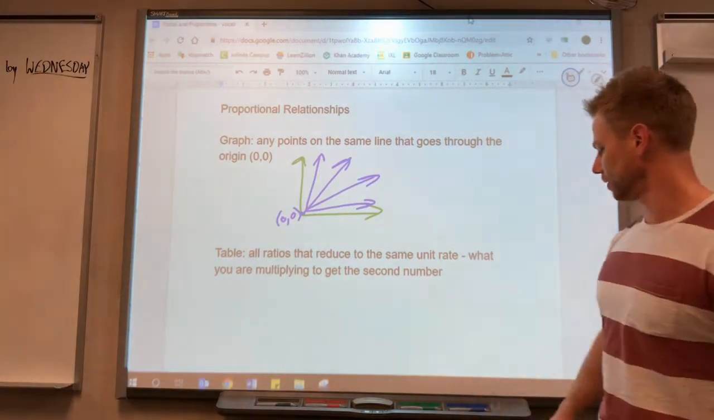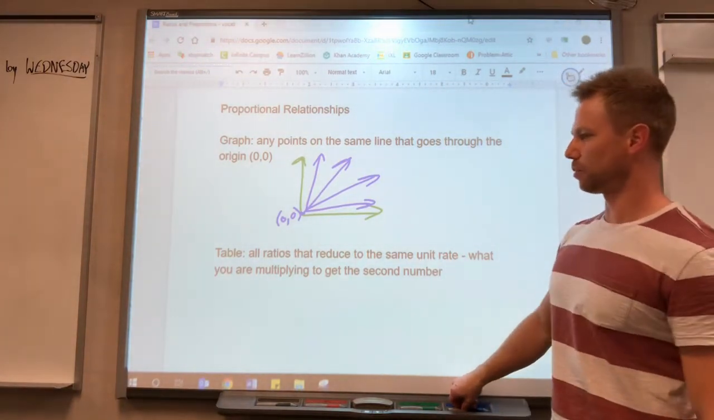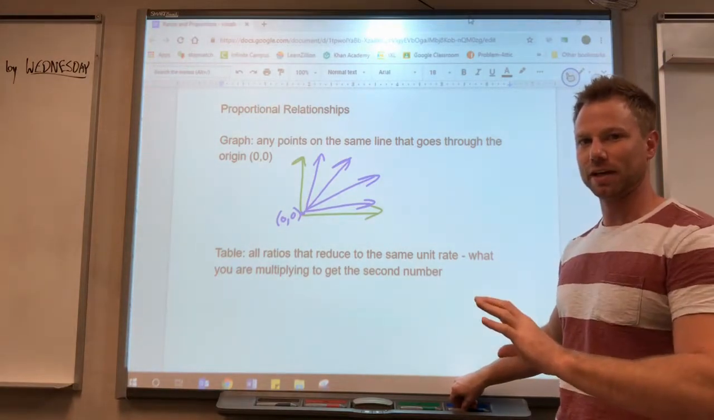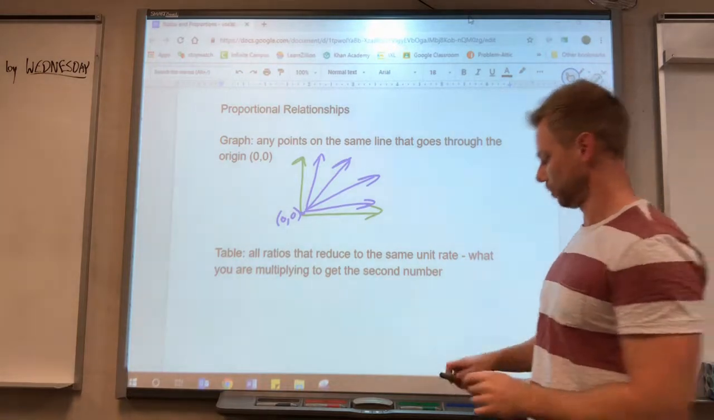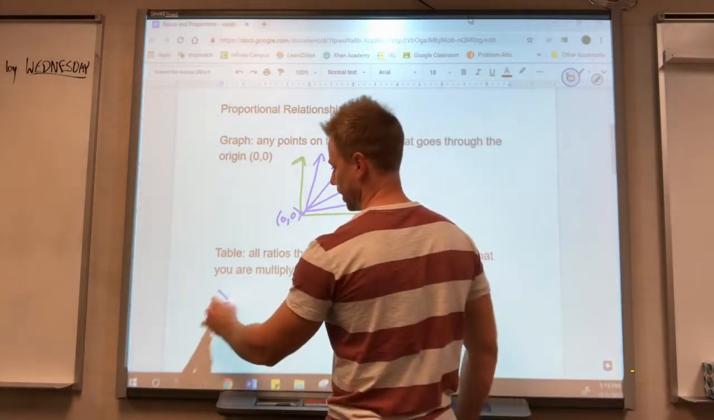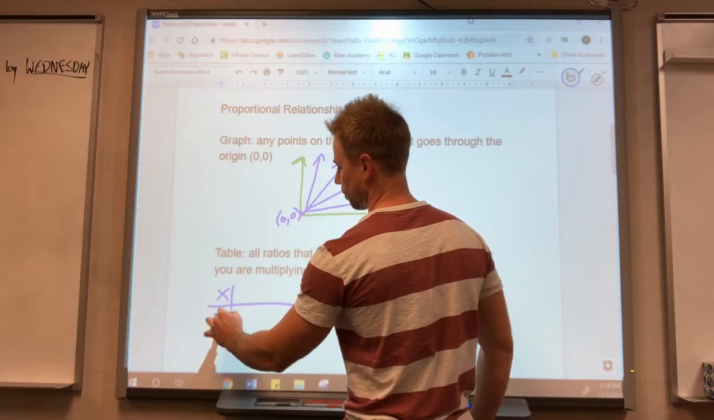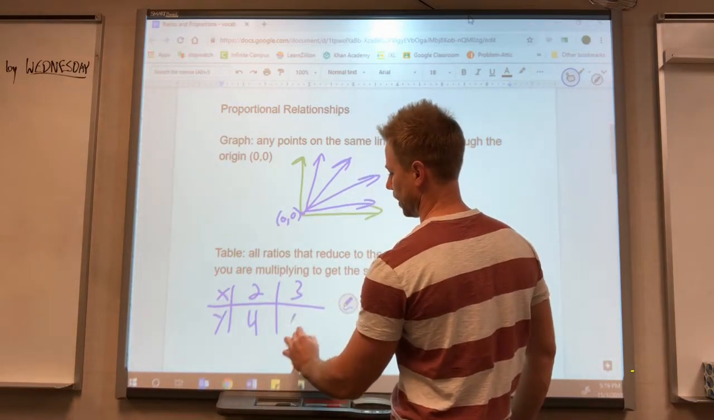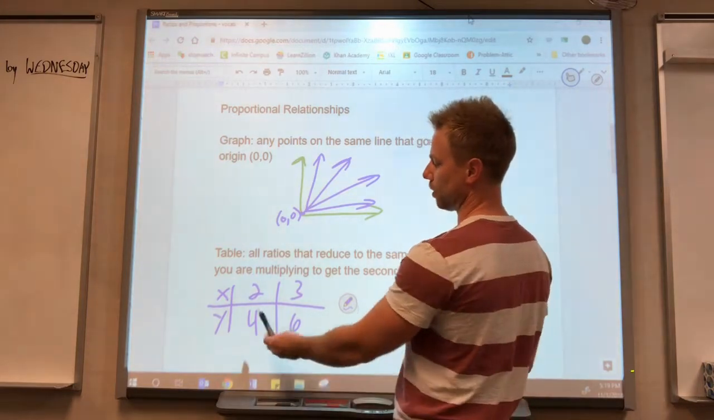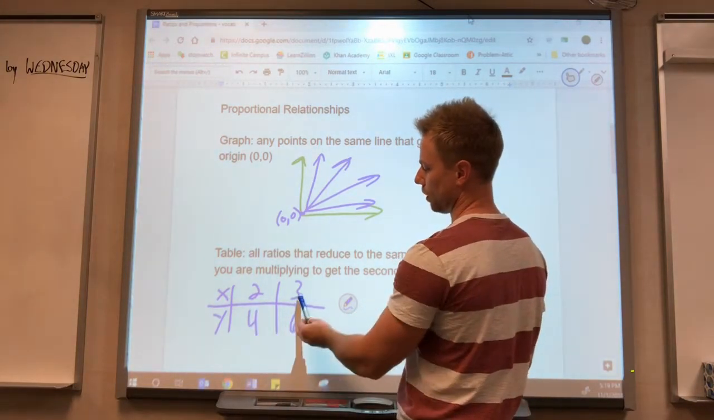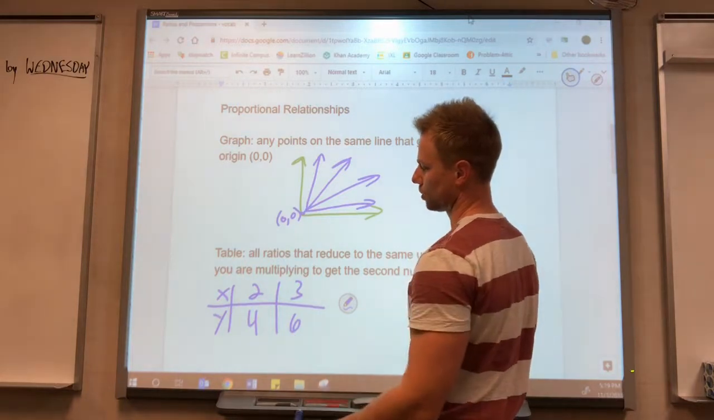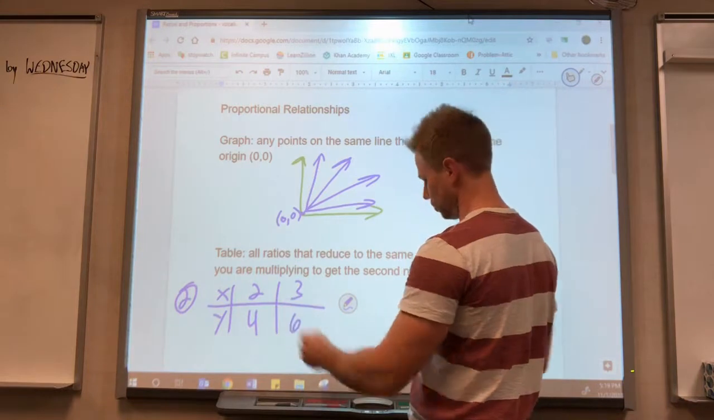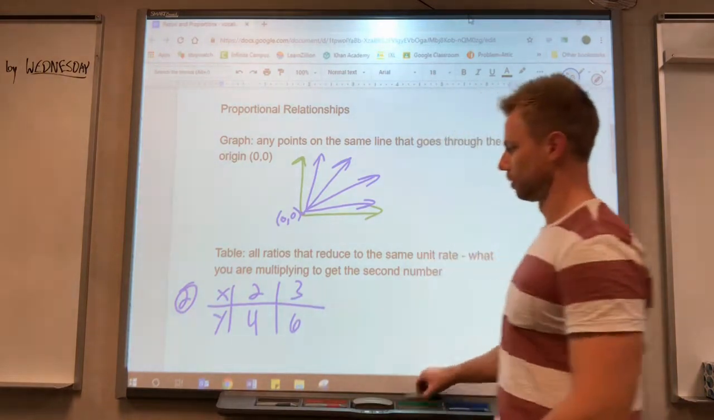Okay? And then on a table, if it's proportional, you're going to multiply the first number by the same thing every time to get the second number, okay? So let's look at a table that is showing a proportional relationship. Let's say we have 2, 4, 3, and 6. What we're multiplying by, 2 times 2 is 4, 3 times 2 is 6. We're multiplying by 2 both times to get the second number, so that would be a proportional relationship.